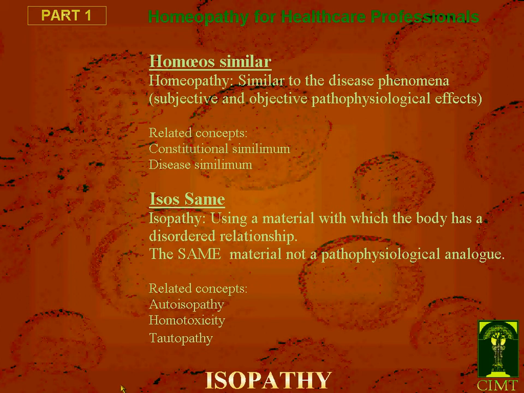Okay, so looking at related concepts: autoisopathy, homeopathy and tautopathy. Autoisopathy is where you give the patient a homeopathic potency of one of their own tissues. It is often used in autoimmune conditions. It is not generally used in isolation as a single line treatment. It is usually used in combination with other kinds of treatment. There are various forms it can take.